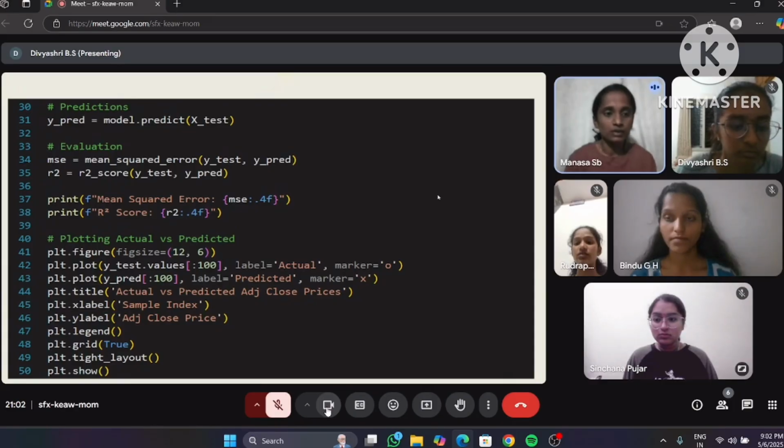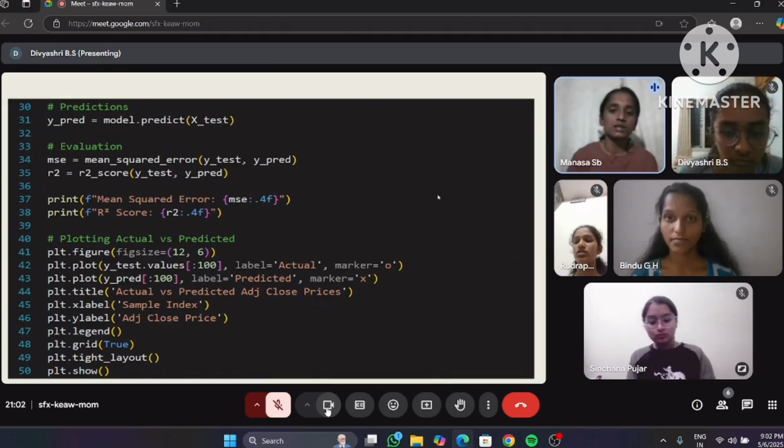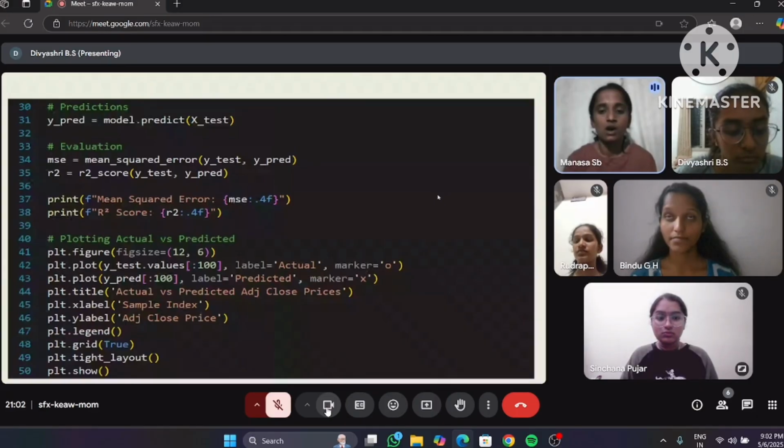From lines 38 to 50, we have visualization. A line graph is plotted to visually compare actual versus predicted prices for the first 100 test points. The x-axis represents the sample index and the y-axis shows the adjusted close price. This visualization helps demonstrate how closely the model's predictions match the real data.